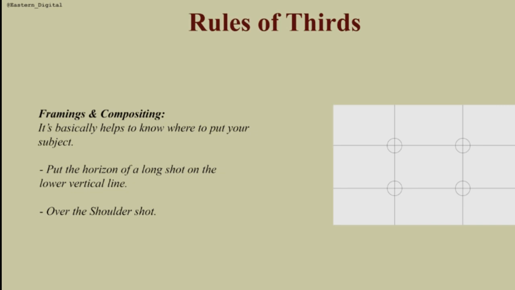The rule of thirds is a composition guideline which tells you to place your subject in the left or right third of an image, leaving the other two thirds more open.